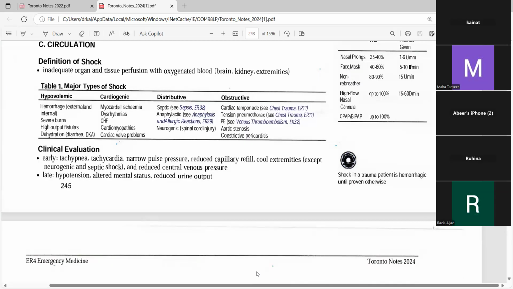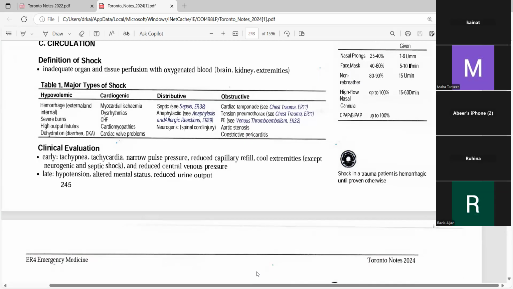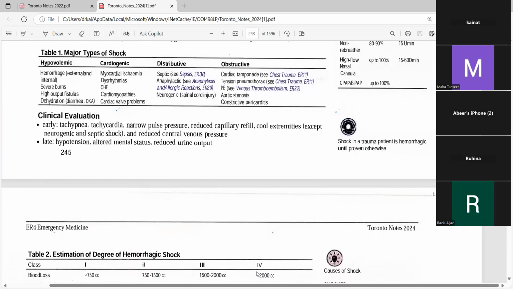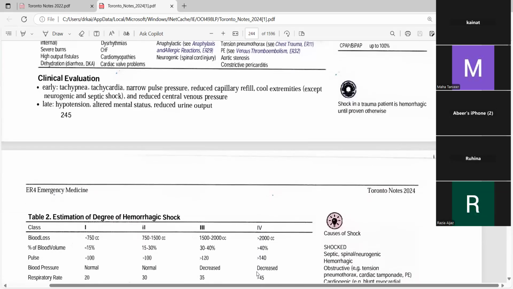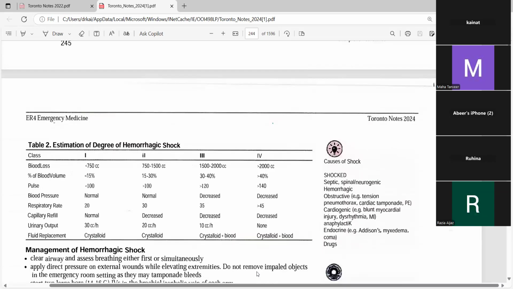So then come to the late one. Late is basically hypotension, altered mental status, reduced urine output. Shock in a trauma patient is hemorrhagic until proven otherwise. Okay. So I told you these "until proven otherwise" statements are very, very important. And in the MCQs, they do like to check by putting a statement and they want you to do it right away.